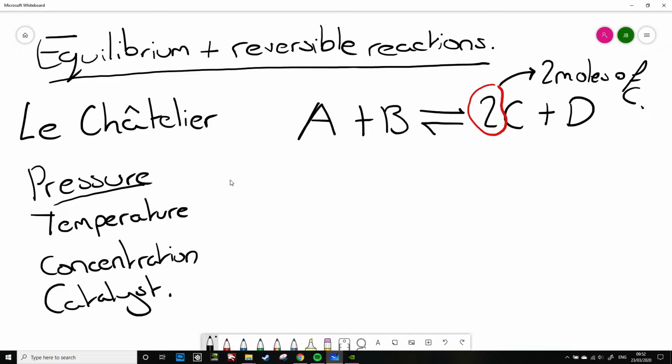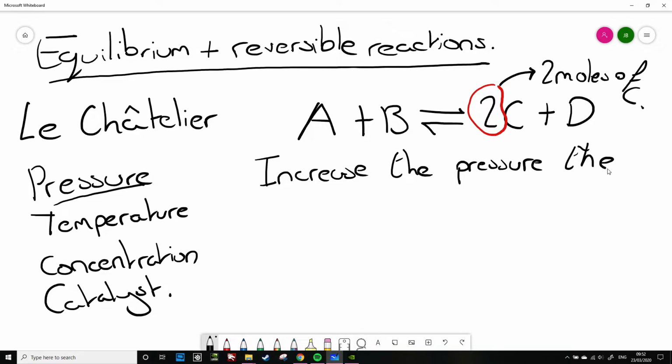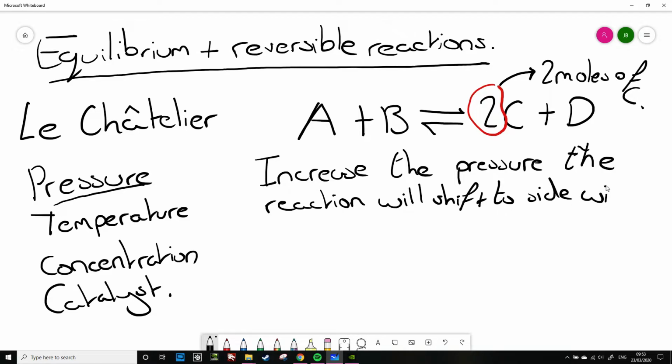So in pressure, if you increase the pressure, the reaction will shift to the side with less moles, and vice versa. As in, if we decrease the pressure this time, it'll go to the side with more moles. And that's important for us to understand. But we need to explain why this occurs.